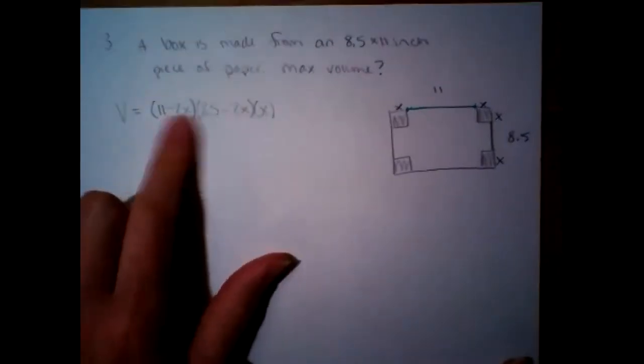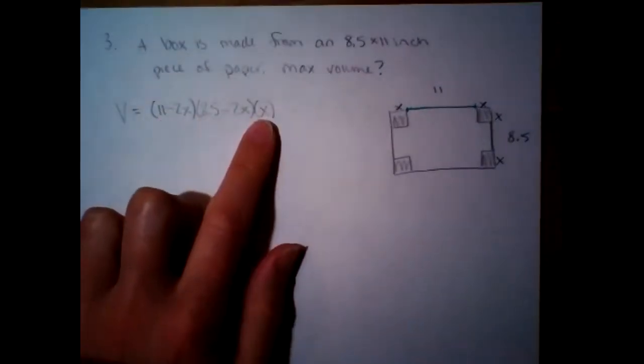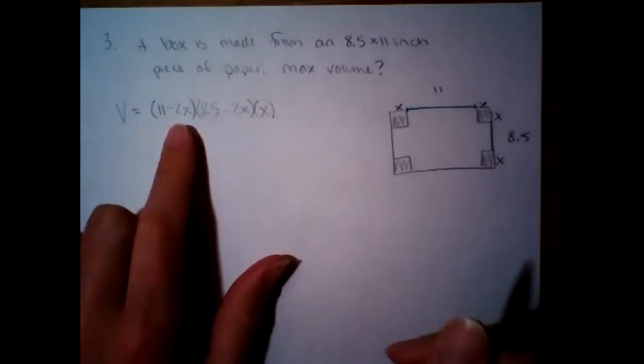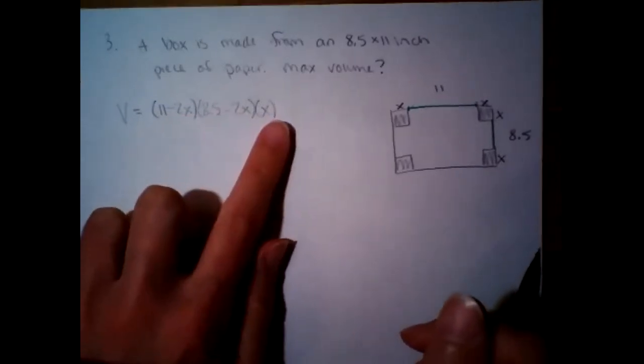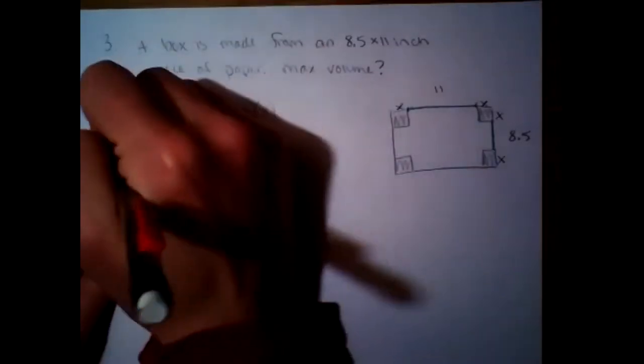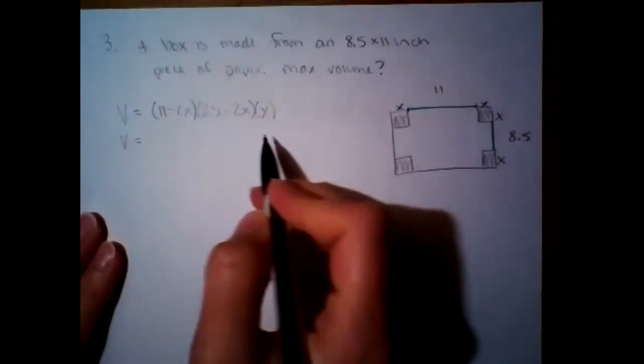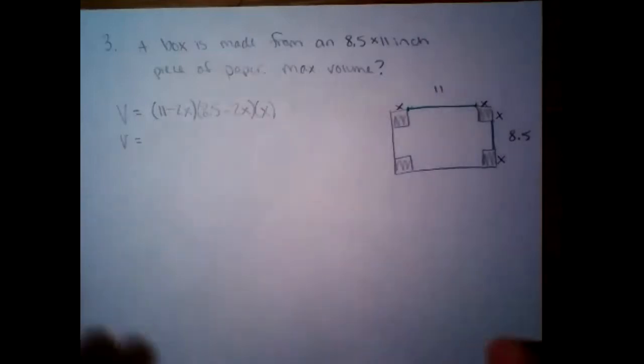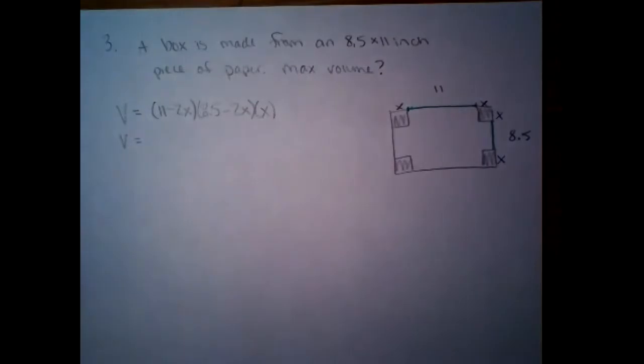So this is length times width times height. Now, the good thing is there's only x's, so we don't need a secondary equation to try to substitute. The bad news is we do have to multiply all this together, but it's just going to be a lot of distributing. We can do it. You're allowed a calculator for this one, so it's going to be okay.